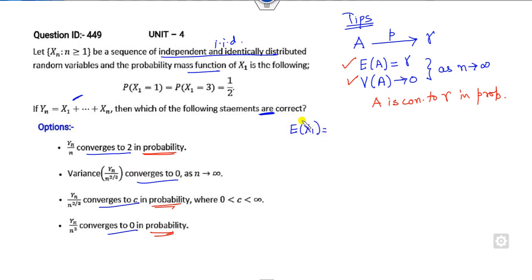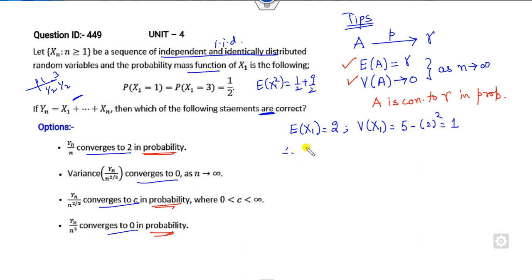X1. So what is X1? This is 1, 3, half and half. So the mean is a half, 3, 4, and this is my 2. You can also find the variance of X1. You have to find the E of X square. So E of X square is 1 by 2 plus 9 by 2, that is 5, minus the mean square. So the variance is here.